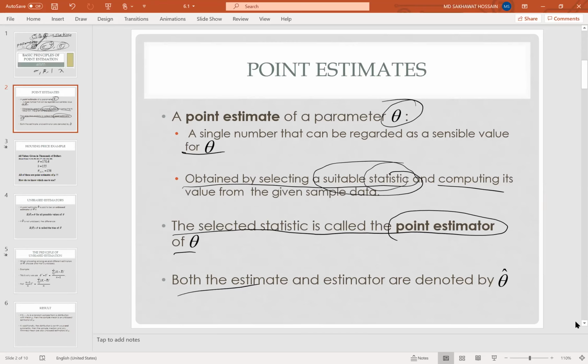Both the estimate and estimator are usually denoted by theta hat. So if theta is the parameter, then the point estimate is theta hat.